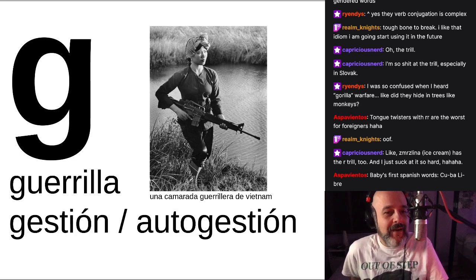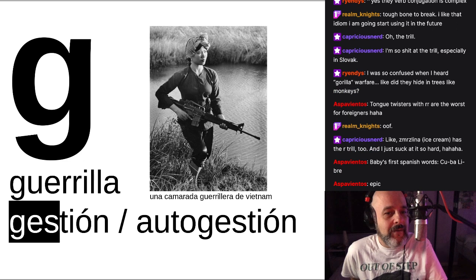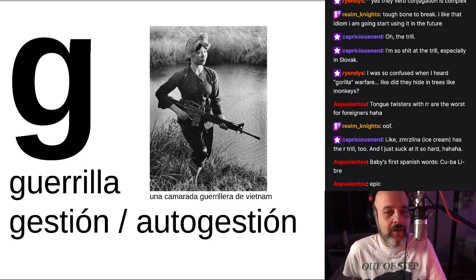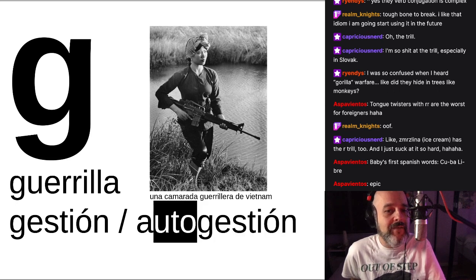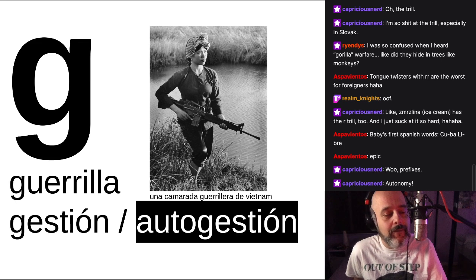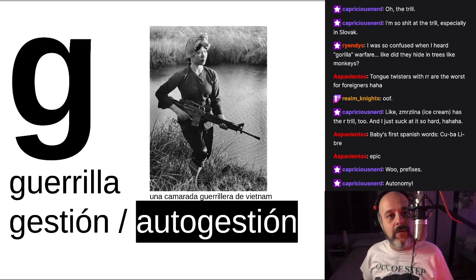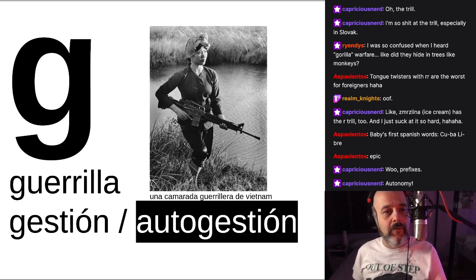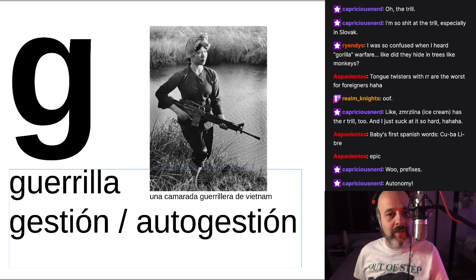So, gestión. Gestión could be managing anything, but autogestión: gestión is the word, managing, but auto means self-management. This is a word modifier, and it reads as one word, autogestión. But it means self-management, which in English would be two words. In this case, it's just the one word, autogestión, which is when people manage their own communities without the aid of an external government or body of government that could be potentially oppressive. Which is not a good thing.